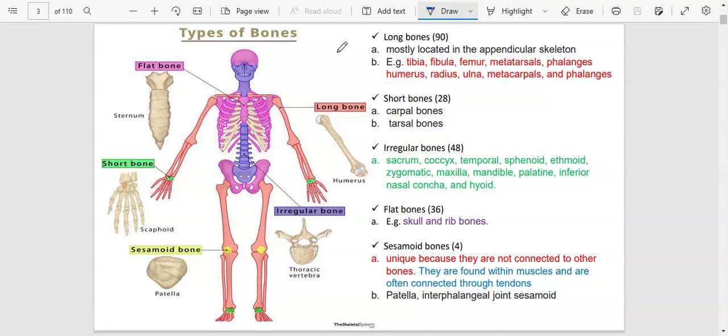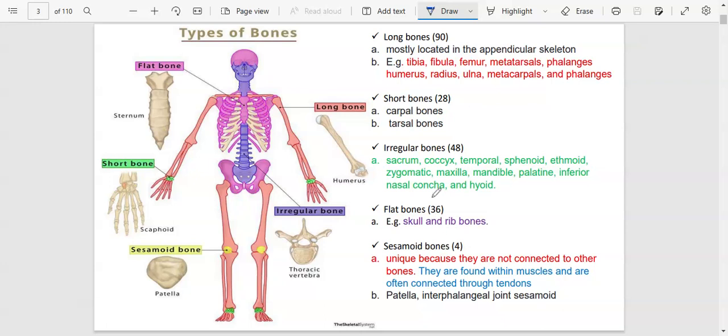Firstly, we need to know that when we are talking about these bones, we have long bones, short bones, irregular bones, flat bones, and also sesamoid bones. The long bones in the body are 90, while the short bones are 28, irregular bones are 48, flat bones are 36, and sesamoid bones 4.